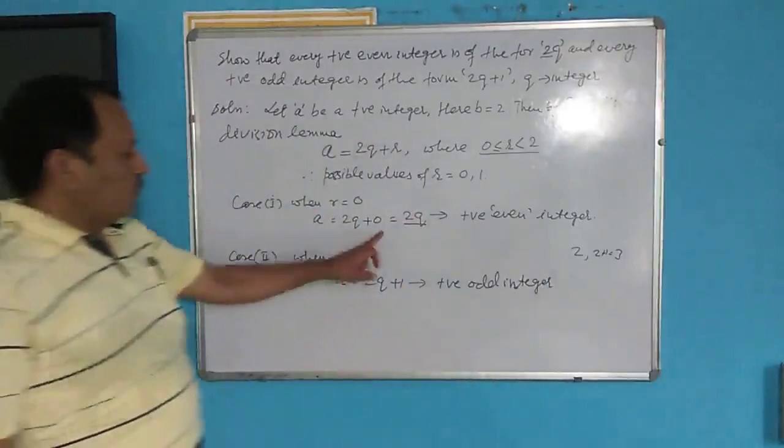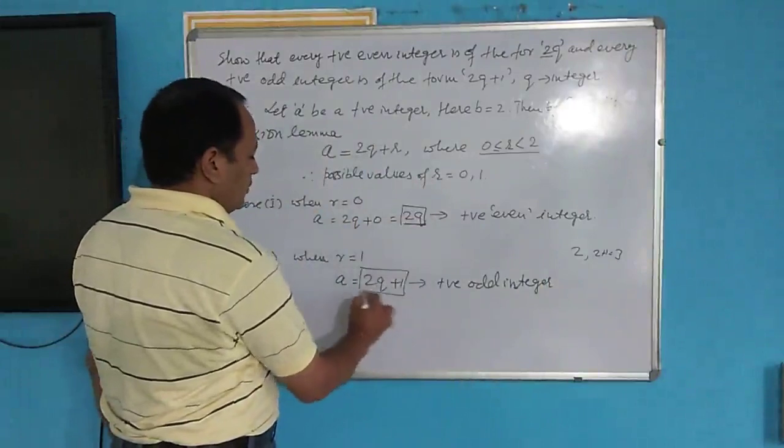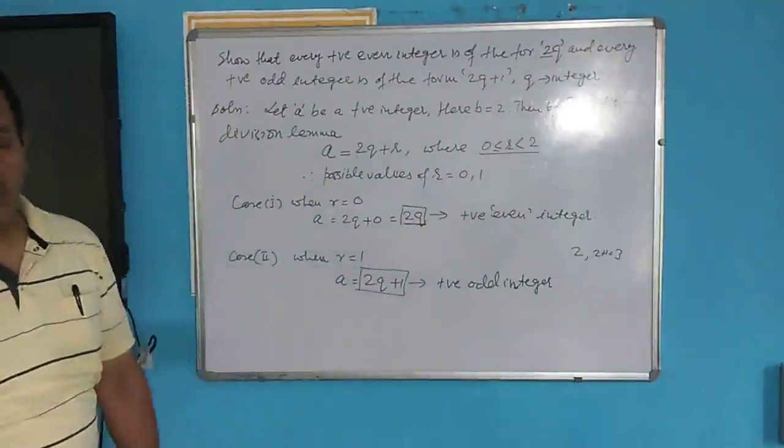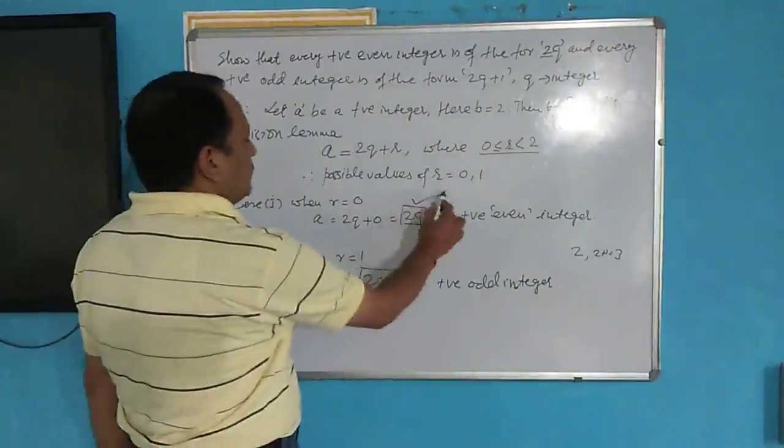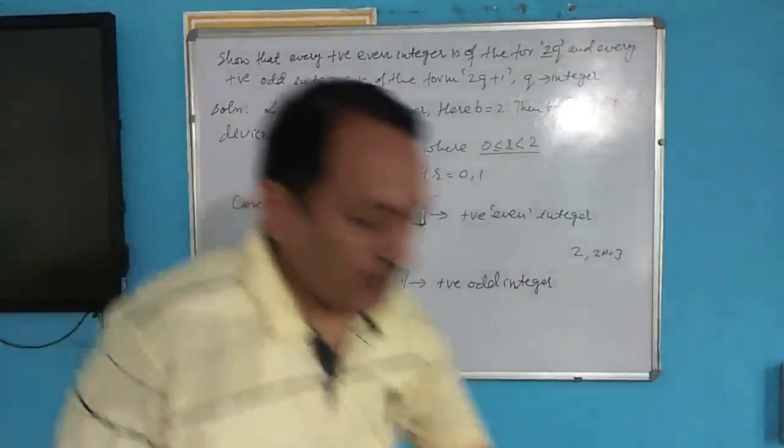So general positive even integer is of the form 2q and general positive odd integer is of the form 2q plus 1. So these are just like formulae for positive even integer and positive odd integer.